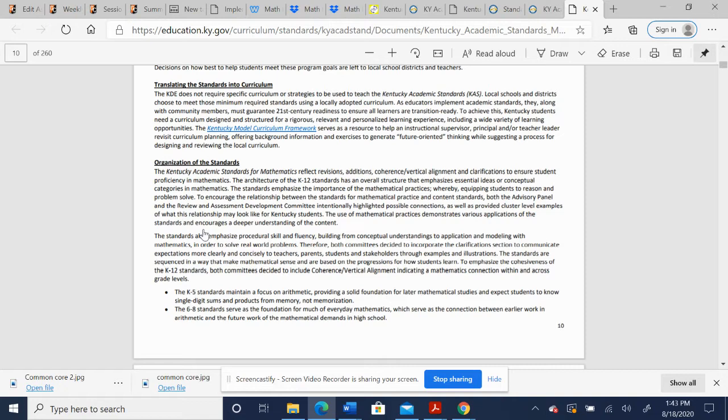Okay, so if you look at how this works out, you see kind of the focus level here. The K through 5 standards maintain a focus on arithmetic, so this calculation procedures, providing a solid foundation for later mathematical studies and expect students to know single-digit sums and products from memory, not memorization. Now, many students see this and then do not understand what is the difference. And hopefully by the end of this class, you will definitely know that. By memory, memory just means recall. Okay. Now, why can we recall something?